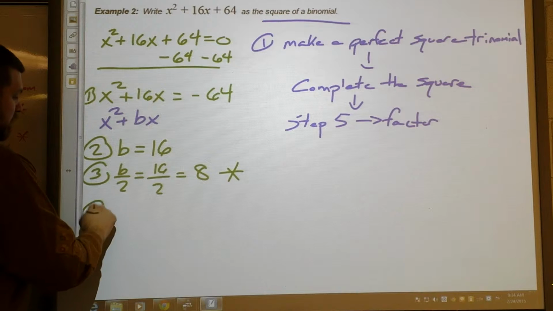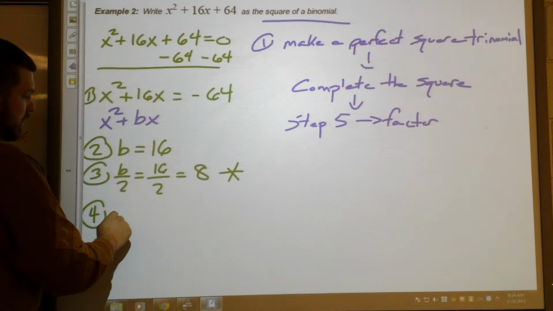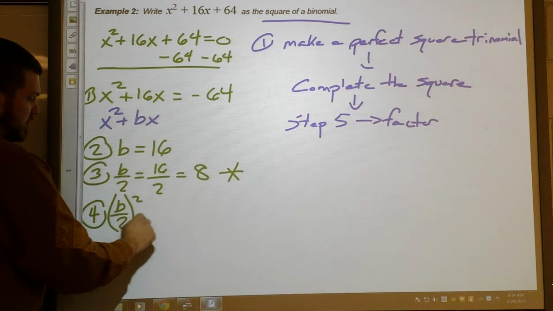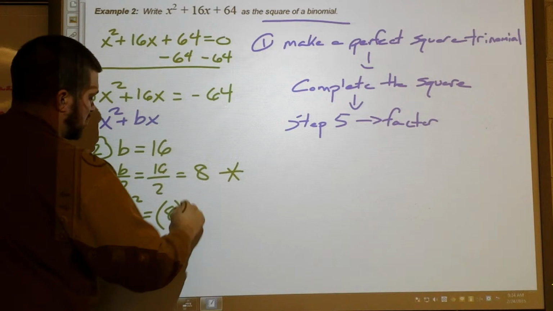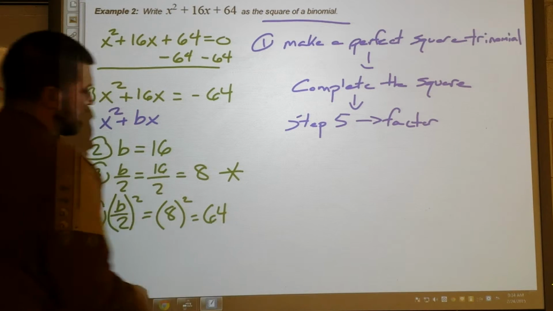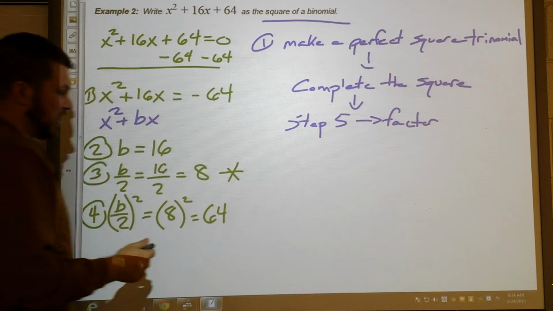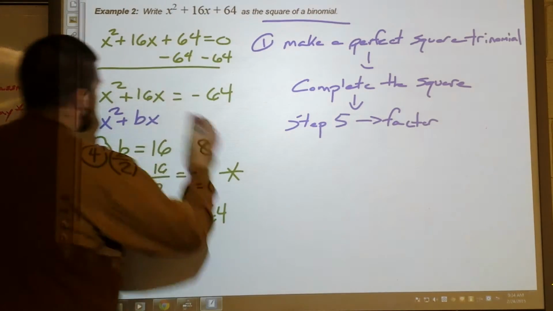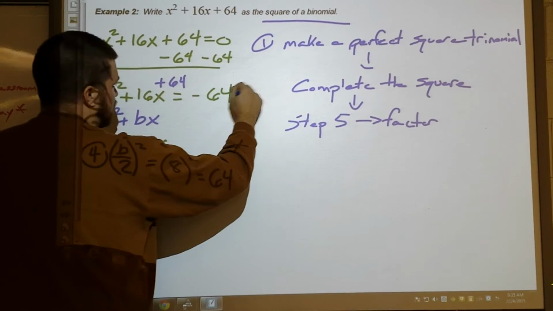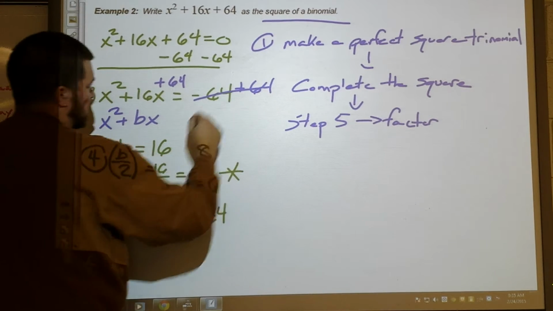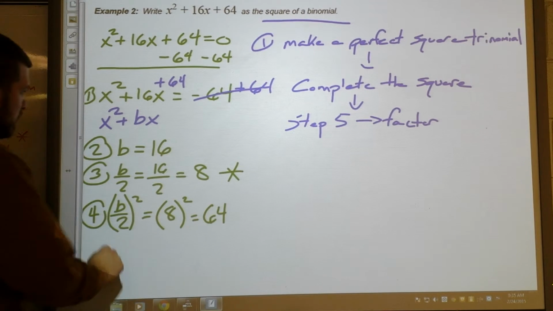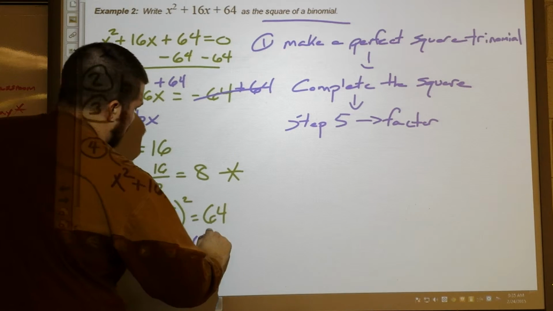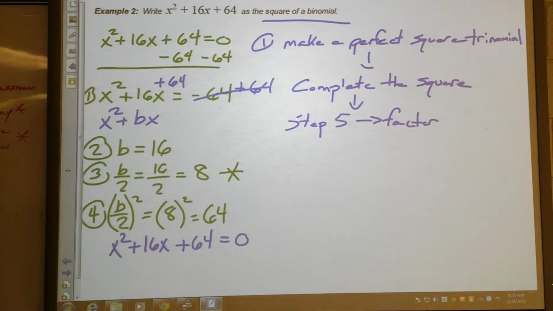Now, in step 4, we're going to take our step 3 and square it. So b divided by 2 squared. B divided by 2 was 8, so we have 8 squared, which is 64. We're going to add this number to both sides of the equation. So I'm going to say plus 64 on both sides. And these are going to cancel out, negative 64 and positive 64. So where I'm at is x squared plus 16x plus 64 equals 0.